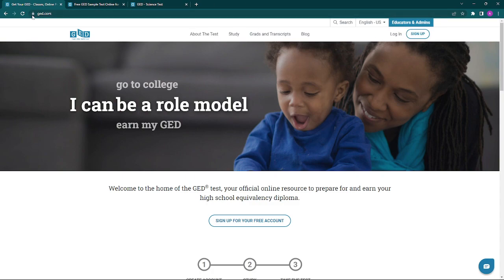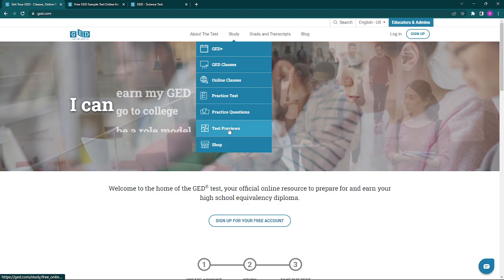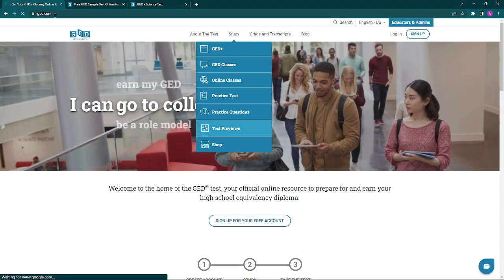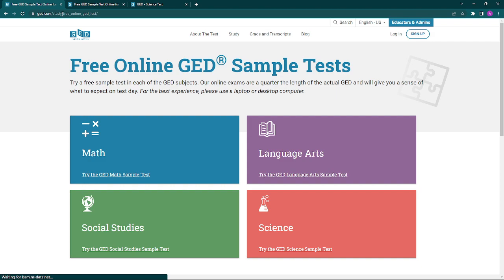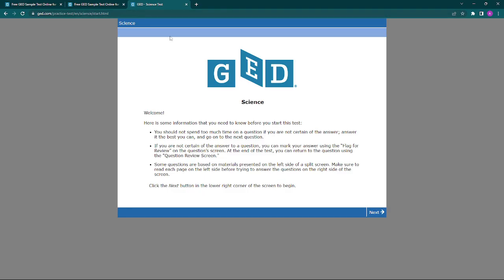First, to get here, go to GED.com, then go to study, and down to test previews, and then it'll change to study free online GED tests. These are the free sample tests, and then you have to sign a user agreement. I was reading through it, and if they want me to, I'll take the videos down. But as far as I know, this is kind of fair game. It's to test out the software. This is a how-to, but also studying for your GED.